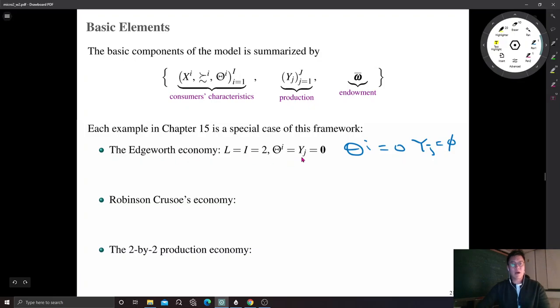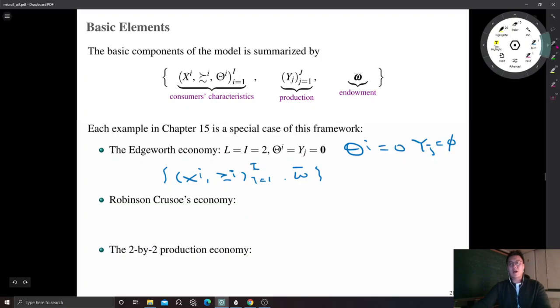Okay, so the basic components of an exchange economy are just X^i and preference relations for I consumers, no production, and just endowment. So these three components characterize a pure exchange economy. That is one example of this general framework.